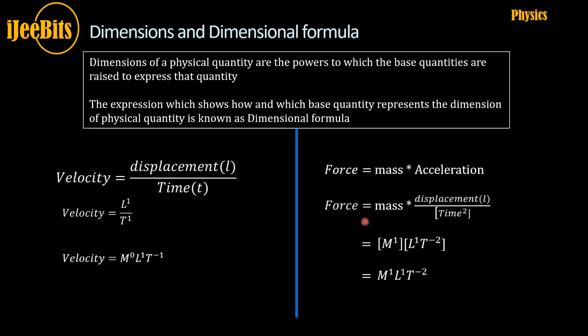Let's look at force. We know that force is m into a, mass into acceleration. Mass is M, so M to the power of 1 is what we have. Our base quantity is M, and we raise the power to 1. Acceleration is nothing but velocity by time. So we take the dimensional formula for velocity divided by one more T, which gives a reciprocal power of T, so T power minus 2. So M power 1, L power 1, T power minus 2 is the dimensional formula for force.